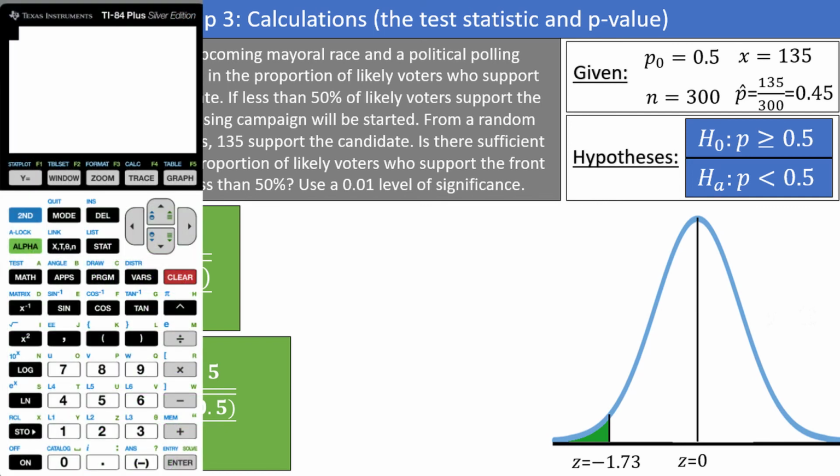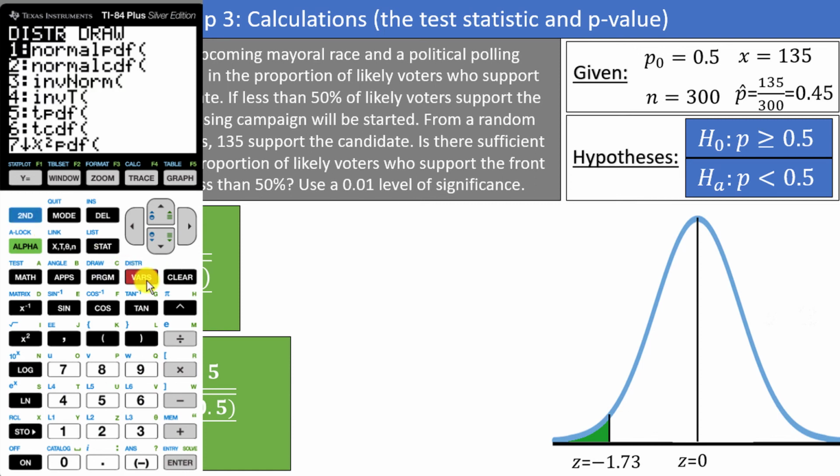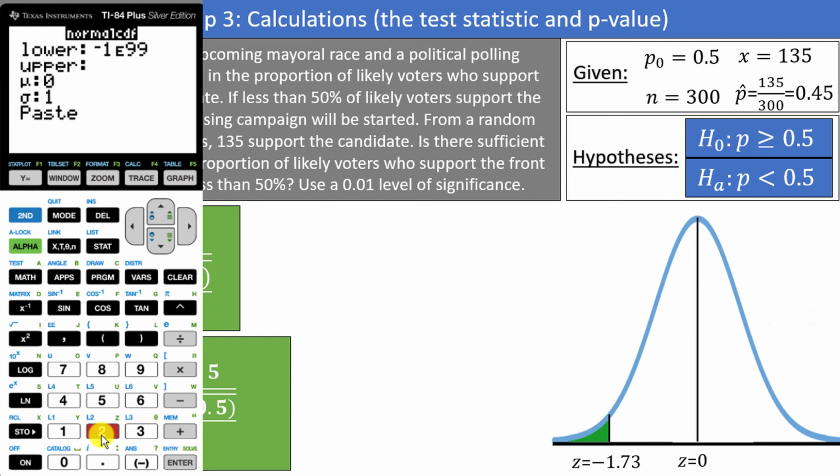To calculate the p-value, press second, distribution under the vars key, option 2 for normal CDF, and then we are asked for the lower and upper bound. We will be entering in z-scores to the calculator, and we need the lower and upper bounds of the shaded area on our graph. The lower bound of the green shaded area is negative infinity. The distribution technically goes on forever in the negative direction, but we can put in negative 1,000 to represent 1,000 standard deviations below the mean, which will represent negative infinity.